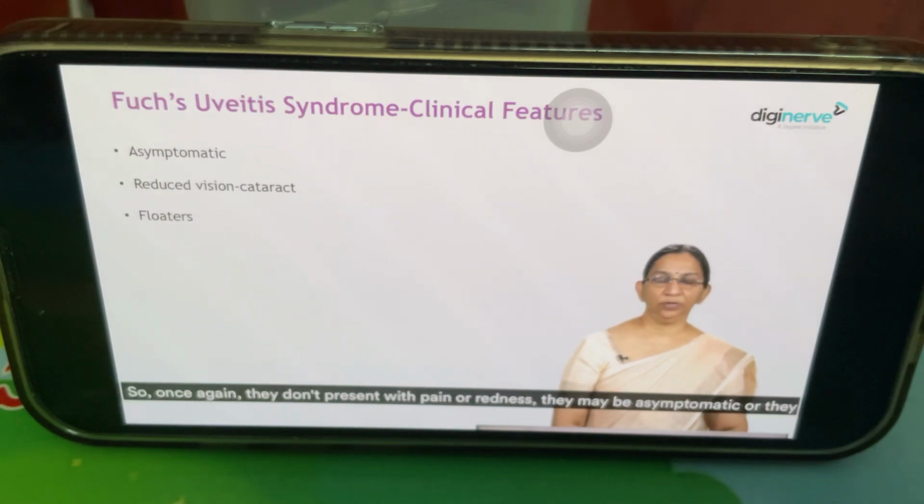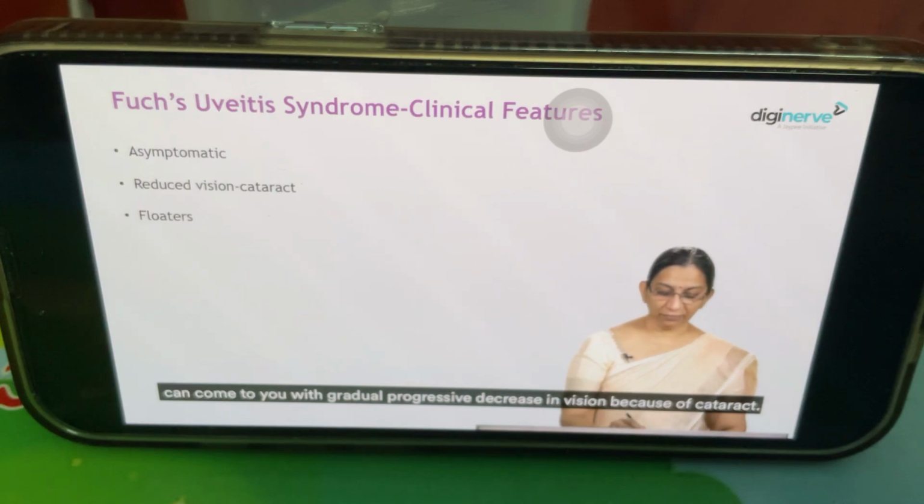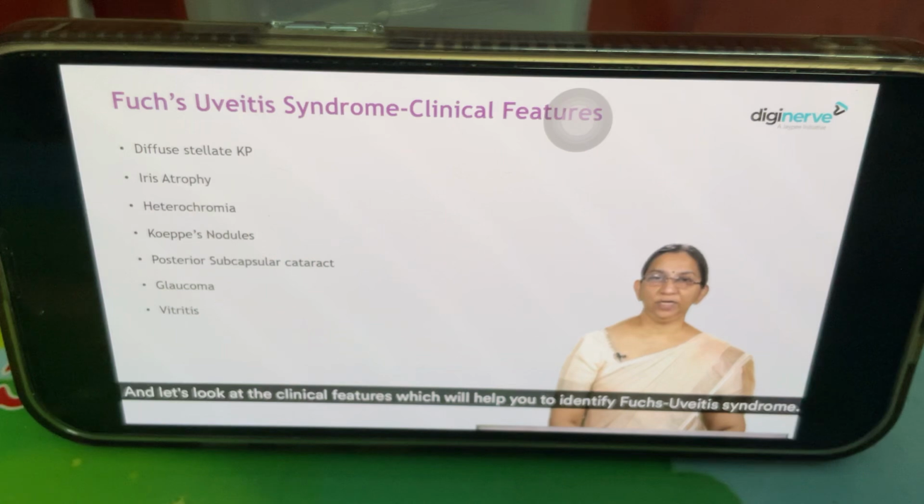So once again, they don't present with pain or redness. They may be asymptomatic, or they can come to you with gradual, progressive decrease in vision because of cataract. Sometimes if the vitreous is involved, they can complain of floaters. And let's look at the clinical features which will help you to identify Fuchs uveitis syndrome.